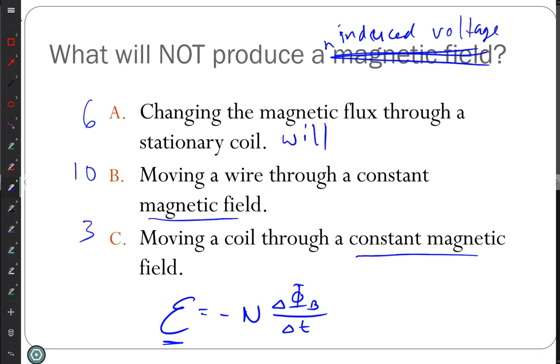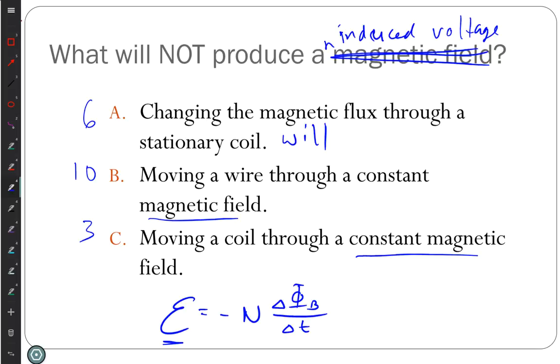Then we have the other ones that are moving through a constant magnetic field. If I move through a constant magnetic field, and yeah, I think I should have read this question more carefully this morning when I was editing slides. If you're moving through a constant magnetic field and you're not rotating, what's happening to your flux? Stays the same. Now, in the one where it's just a wire, the wire doesn't have a loop. There's no way without a loop that it can make a magnetic field. There's no way it can have a current.